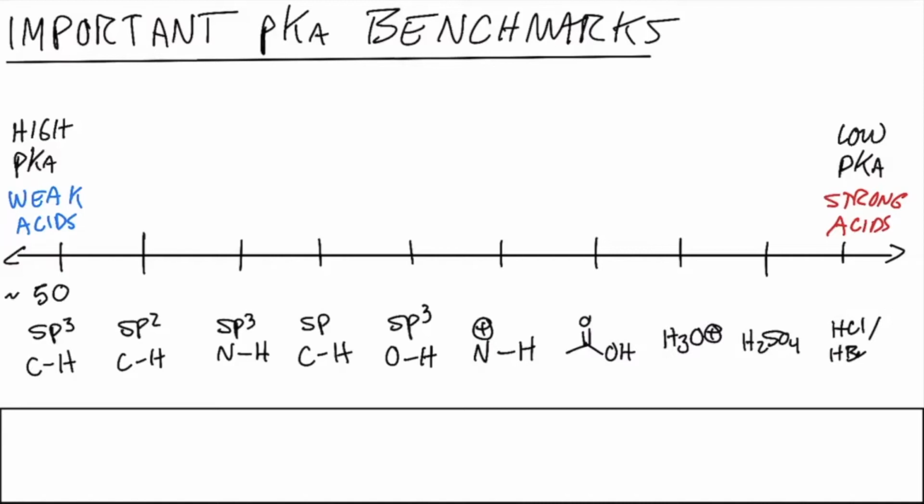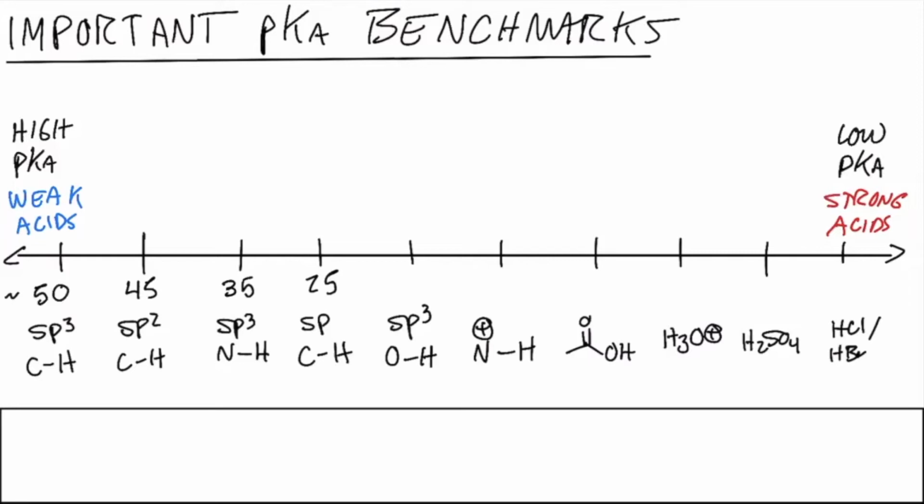Now, if we change the hybridization and go to an sp2 CH, that makes them a little bit more acidic, clocking in around 45. If we go to nitrogen, there's a difference between carbon and nitrogen in electronegativity, so that makes NH protons more acidic. They're around 35 pKa. And then if we change the hybridization of carbon yet again to sp, that goes all the way down to 25.